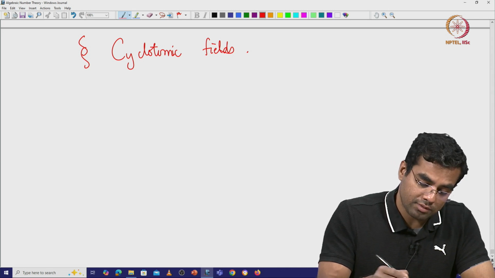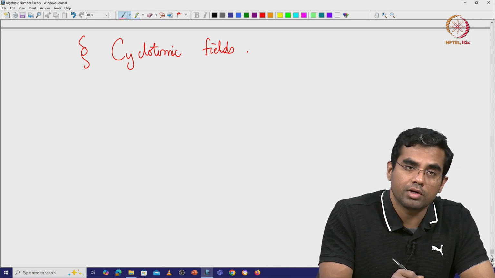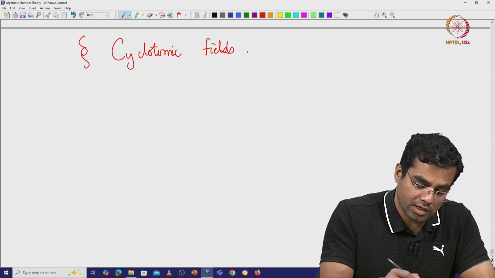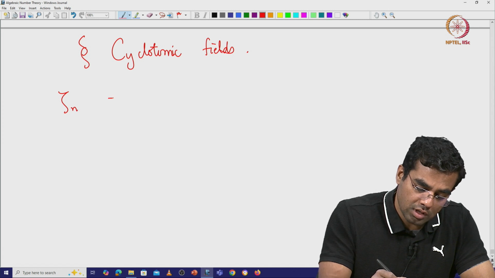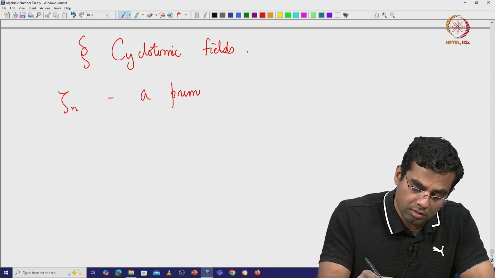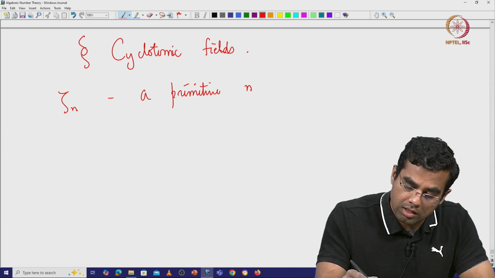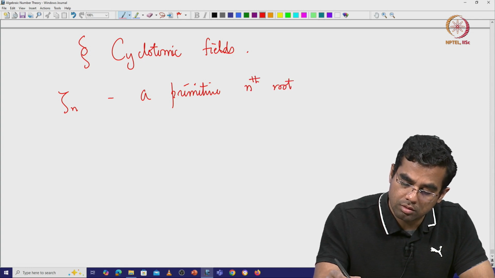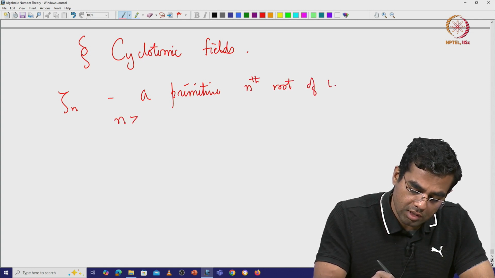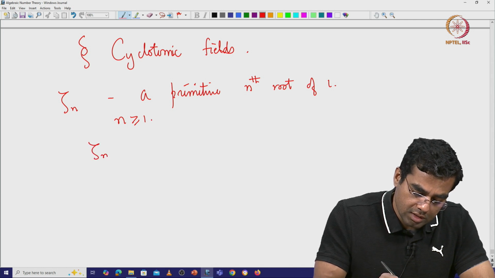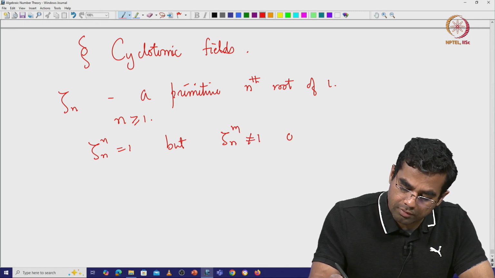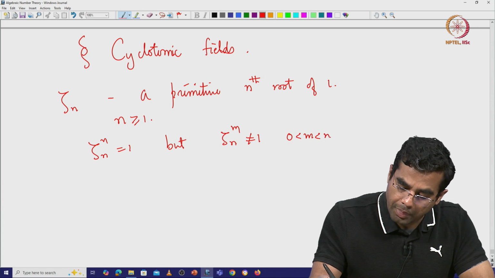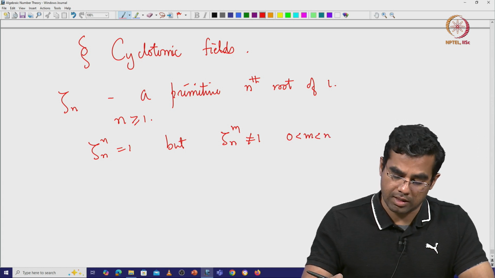So, let me define formally what it means. Remember we are always working inside the complex numbers. So, zeta_n denotes a primitive nth root of 1, where n is bigger than or equal to 1. What does primitive mean? zeta_n to the n is 1, but zeta_n to the power m is not equal to 1 for all positive integers m less than n.